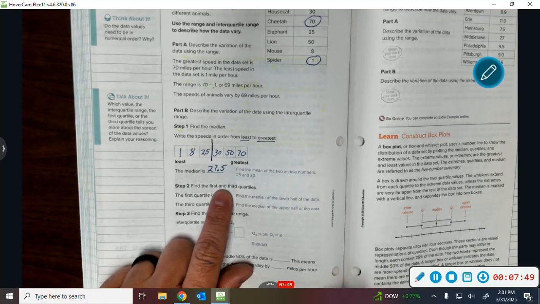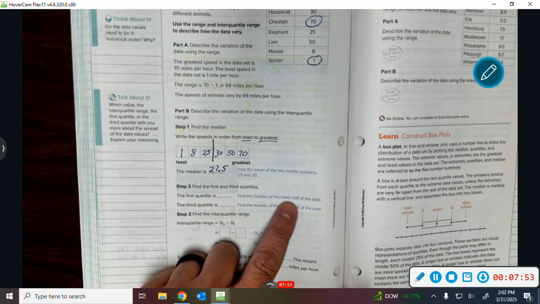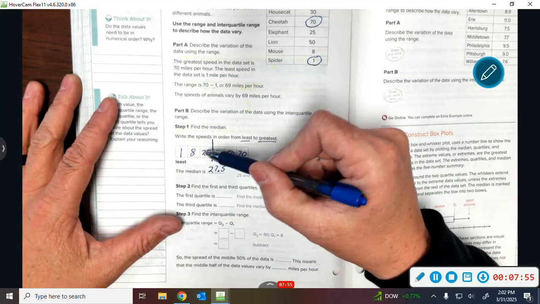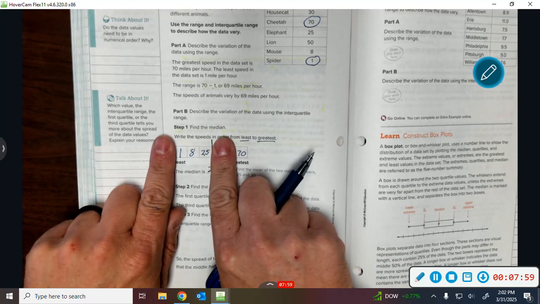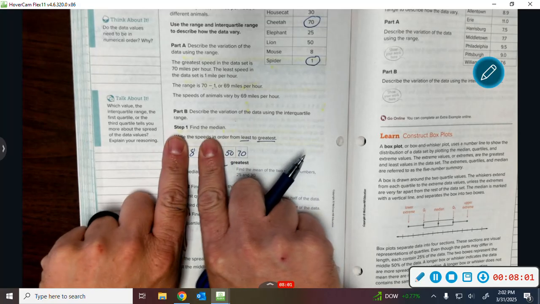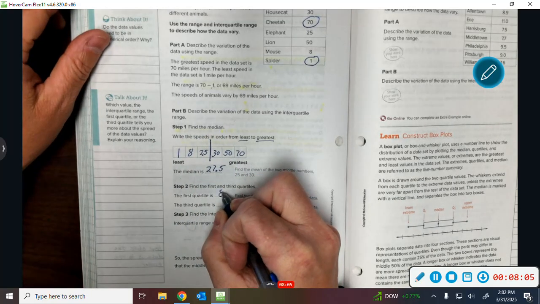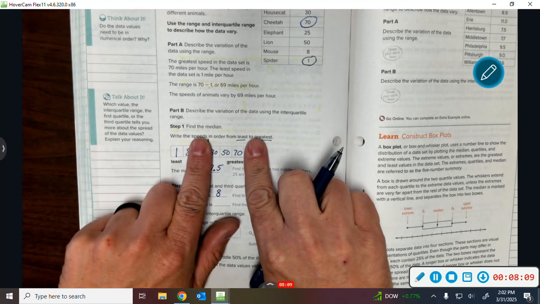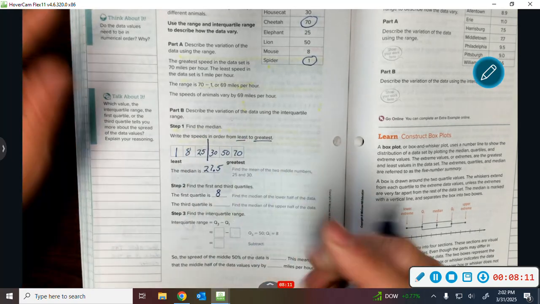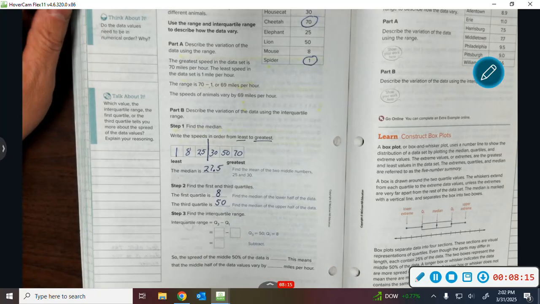Now we need to find the first and third quartiles. The first quartile is the median of the lower half of data. So this is our lower half of data, and we need to find its middle, starting at the end. I have 1, 8, and 25. Cover up one at a time, so 8 is my middle there. For my third quartile, starting at the end, cover up, so my third quartile is 50.